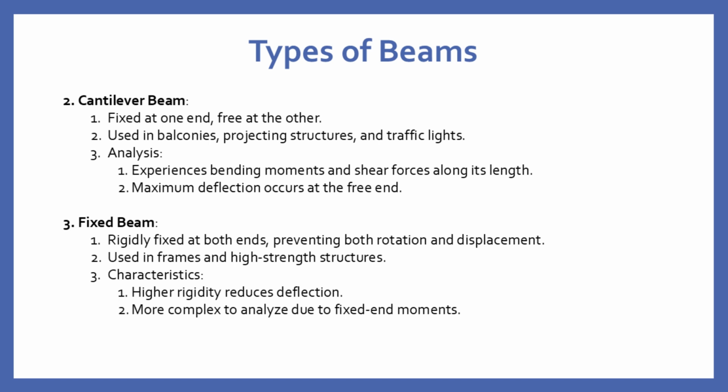When we analyze fixed beams, things get a bit more complex because of something called fixed end moments. Think of it like trying to twist a metal rod that's welded at both ends. It's much harder to move. This rigidity is both a blessing and a curse. While it reduces deflection, meaning less sagging, it makes our calculations more challenging. But don't worry, we'll learn to master these calculations step by step.